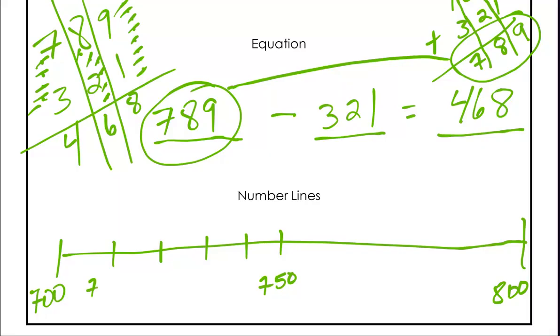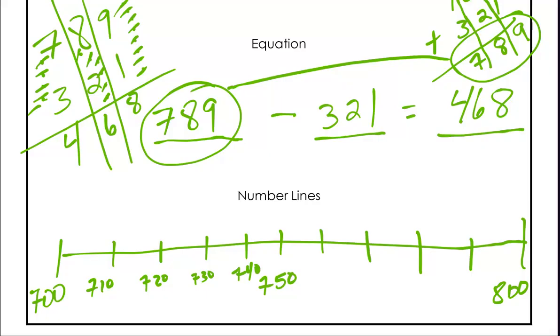So now I'm going to label it. 710, 720, 730, 740, and 750 is already there. So now we got to get to 800. 750, 760, 770, 780, 790.